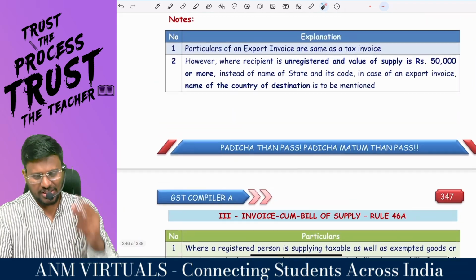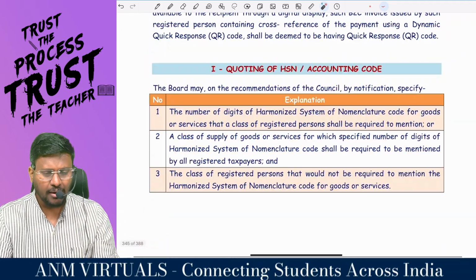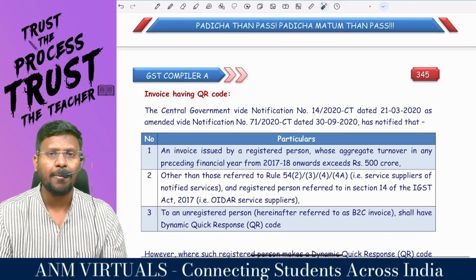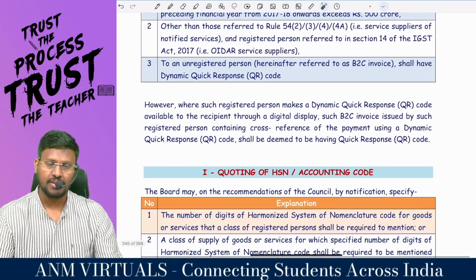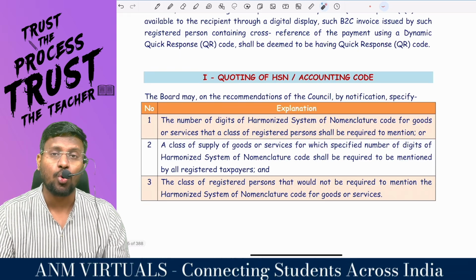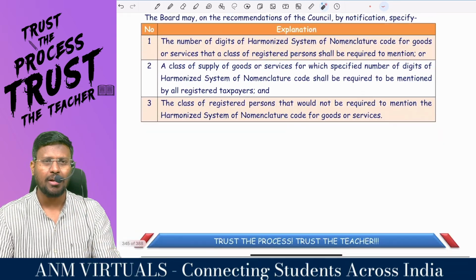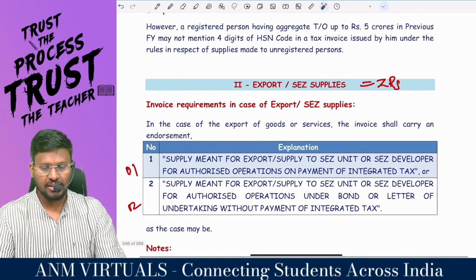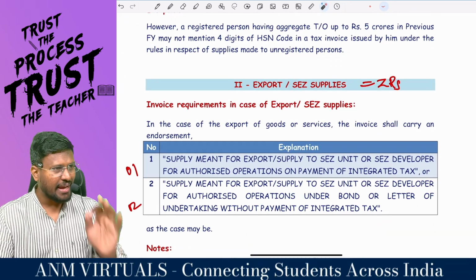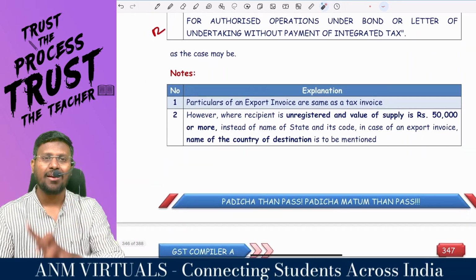So this is a second special invoice we have to raise. First we learned who all have to mention the QR code in their invoice. Number 2, who all have to mention the HSN code, or it is otherwise called the accounting code. It is based upon turnover in the immediately preceding previous year. When you are making an export or SEZ supply invoice, what should be there in that invoice?